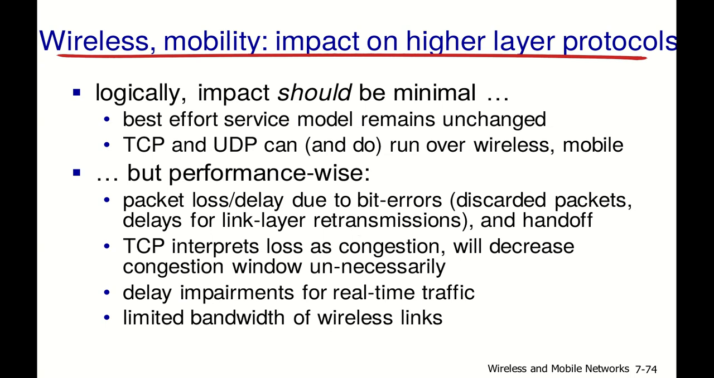Alright, and TCP will interpret loss as congestion, so it will decrease the congestion window, and that's why there are some researchers, or I don't know if this is from companies, that create new TCP flavors for wireless. Before, we already have TCP Reno, TCP Tahoe, and so on. There are new TCP flavors for wireless networks. And then again, real-time traffic will suffer from the delay and also limited bandwidth of the wireless links.